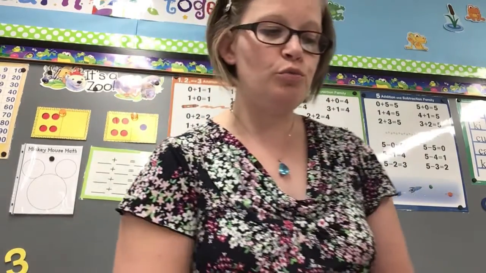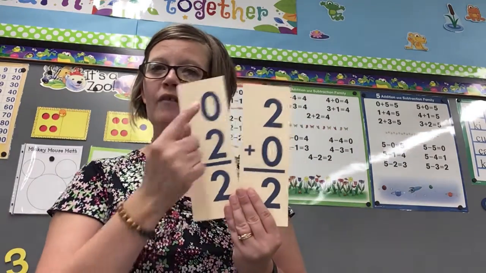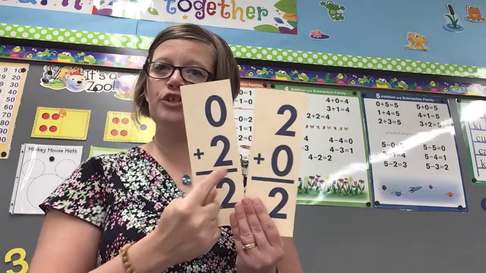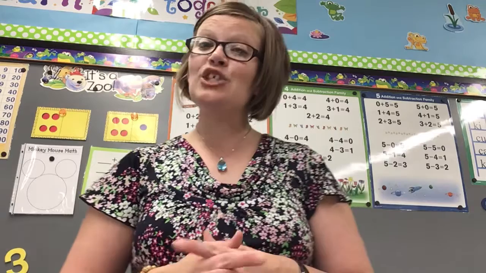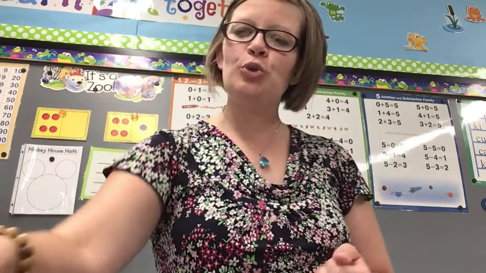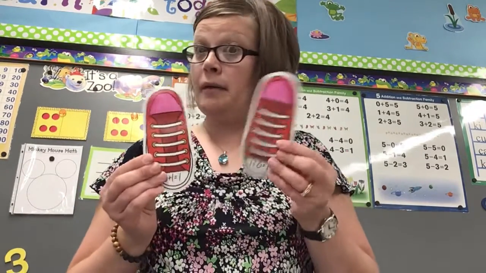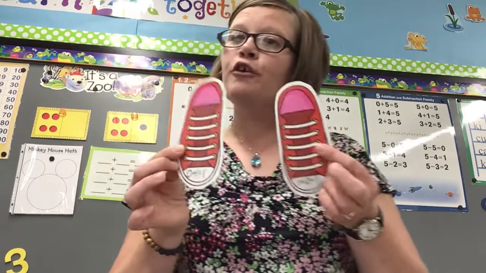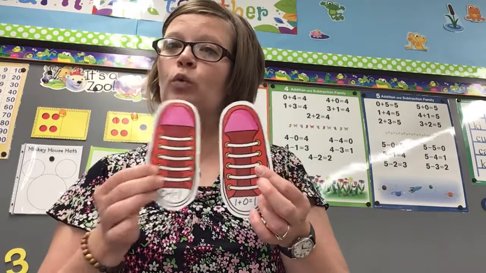Let me show you two more. Here we have the 2 zeros and the 2 2s, but we still come up with the same answer. We call this twins. We have twins in our classroom, and we also have twins in math. I like to show twins with a pair of shoes because I have 2 feet and I have 2 shoes, and they're both on me, but one's left and one's right. That's kind of how it is in math. They're the same digits and they come up with the same answer. They're just in a different order.